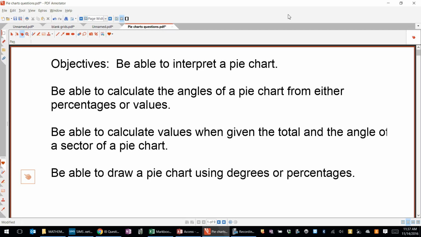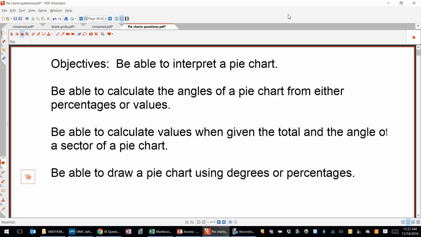There's different things that you could be asked to solve with pie charts. So that's why we've got to go through them, right? So calculating angles, either percentages or actual values. Calculate the values when you're given the total and the angle of a sector. And I want you to be able to draw a pie chart using degrees or percentages.